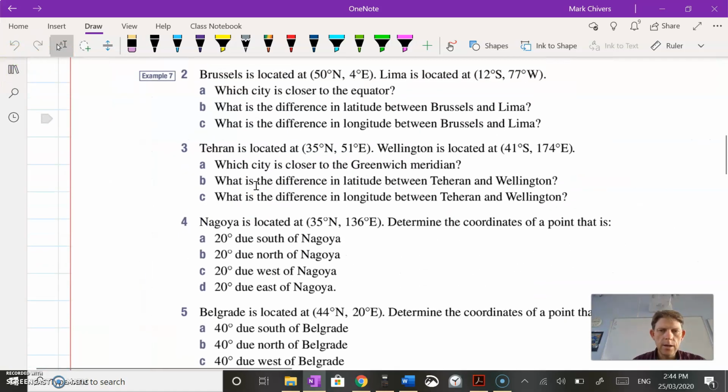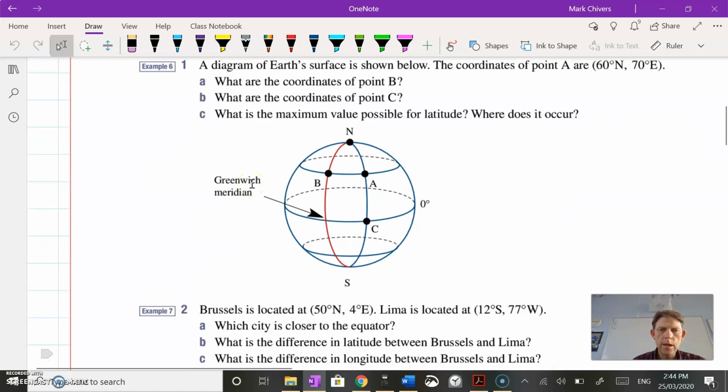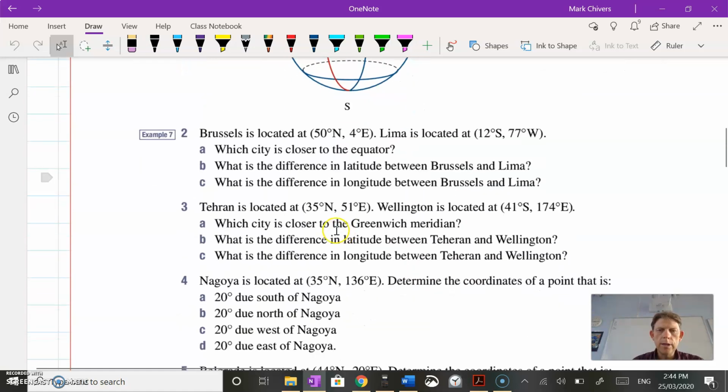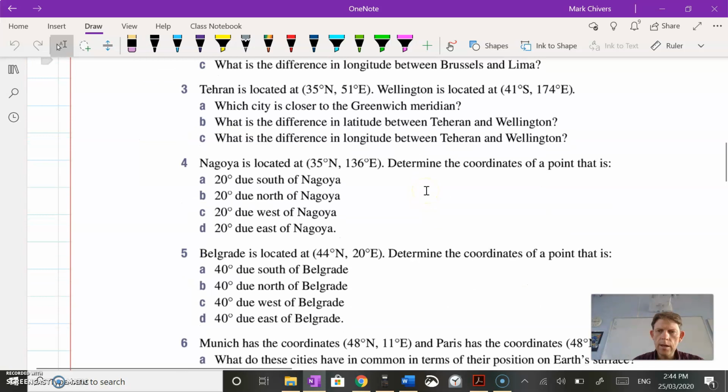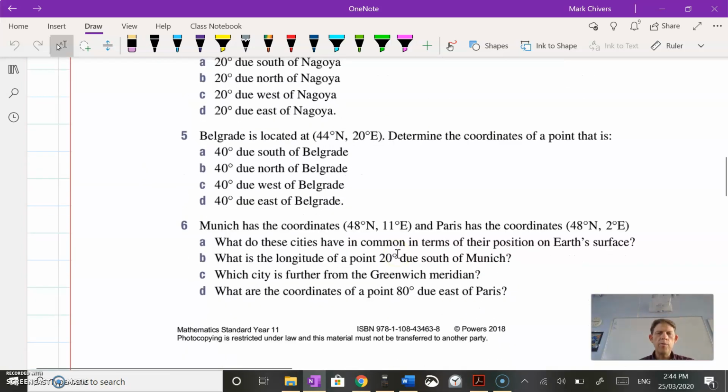So if we have a look at the questions that have been set for this particular lesson in the text, we're basically just looking to find the coordinates of places. We're looking to work out relative positions on the Earth and what the difference is between their latitude and their longitude. And just remember, think of it in terms of a number line.